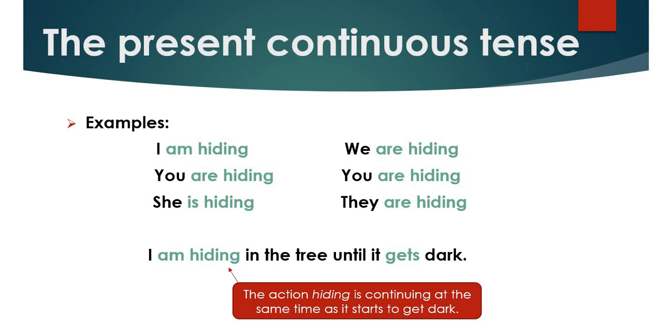And examples: I am hiding, you are hiding, she is hiding. In plural, we are hiding, you are hiding, they are hiding. I am hiding in the tree until it gets dark. The action hiding is continuing at the same time as it starts to get dark.